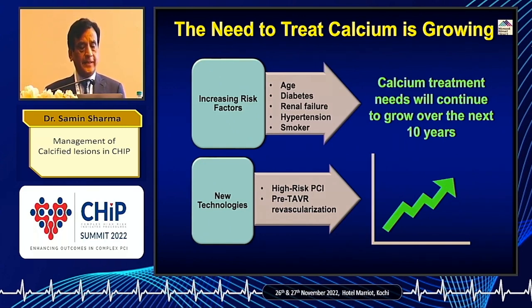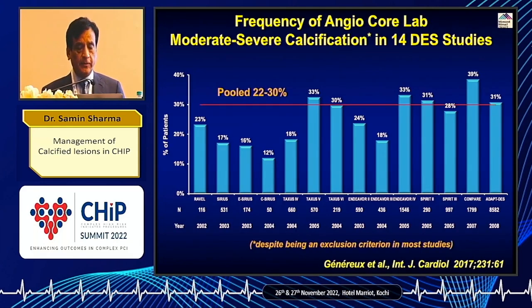So basically, the calcium need is increasing. Why is it increasing? Because of diabetes, age, renal failure, hypertension, smoking, and of course now the elderly population. Patients coming for TAVR need CAD assessment, and most of them have very calcific disease. So calcium use has continued to increase, particularly over the last 10 plus years.